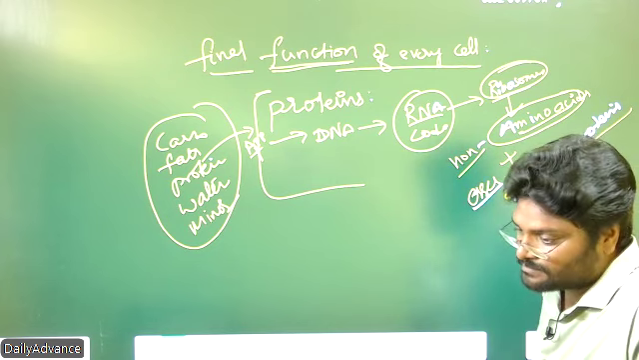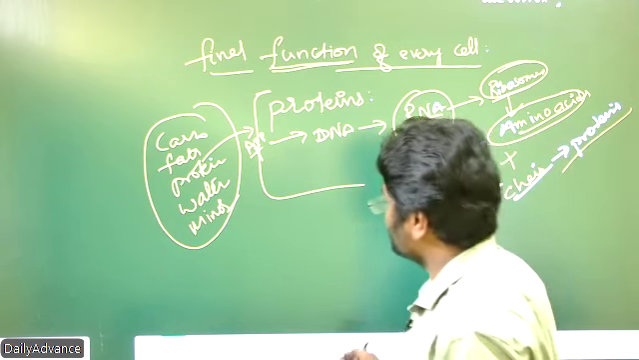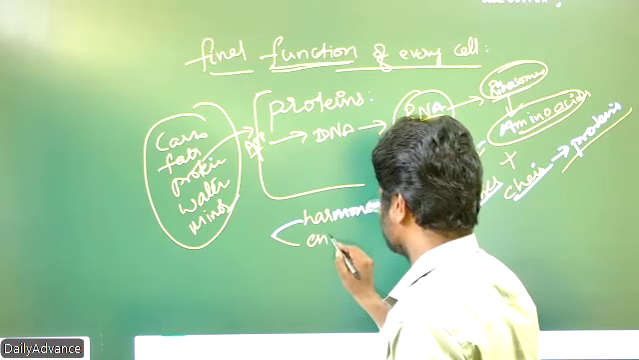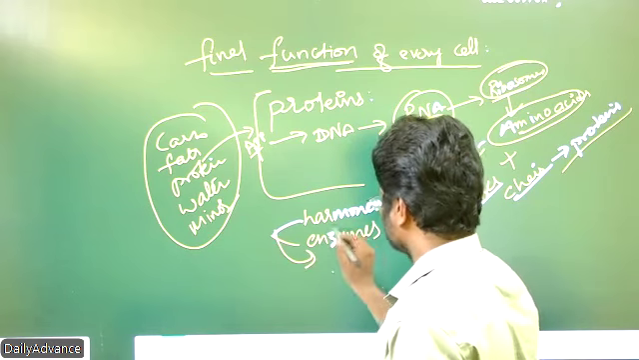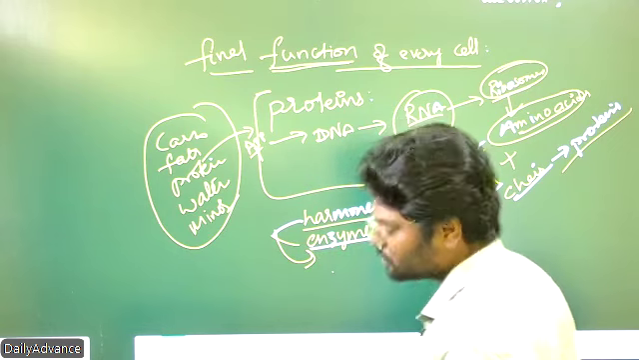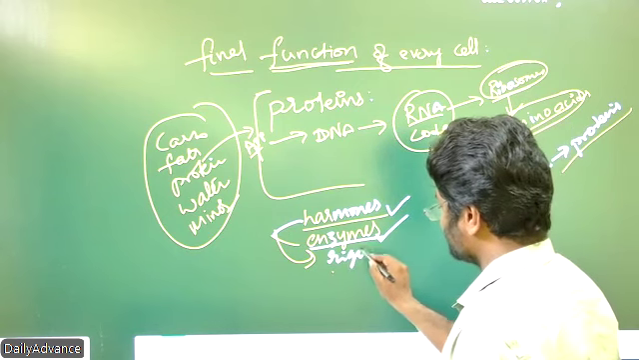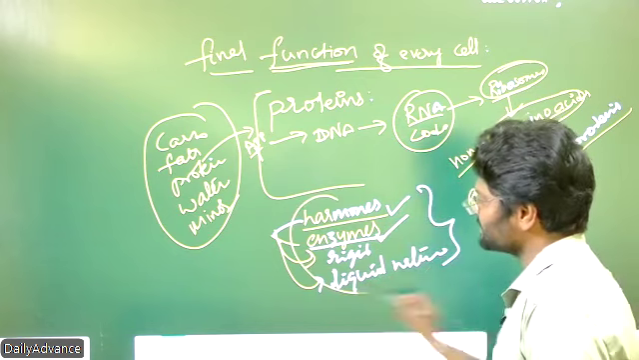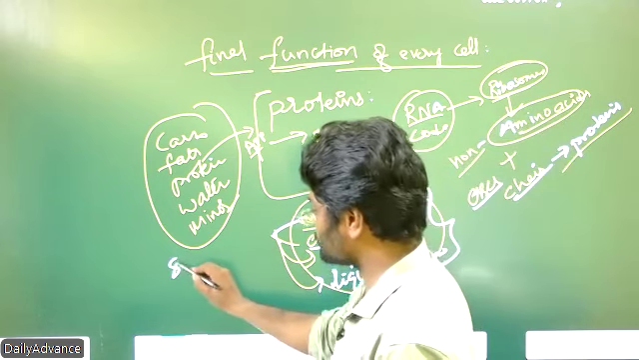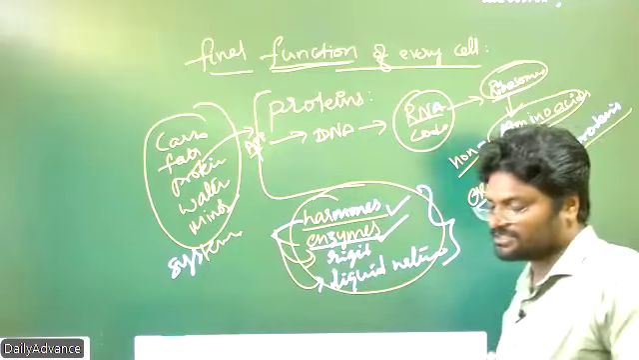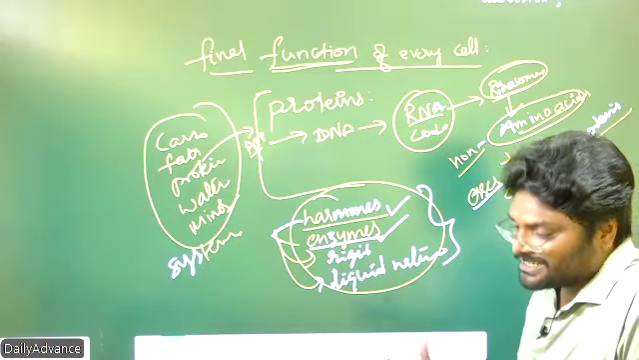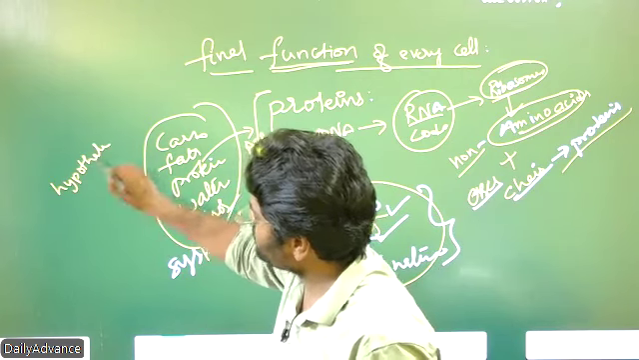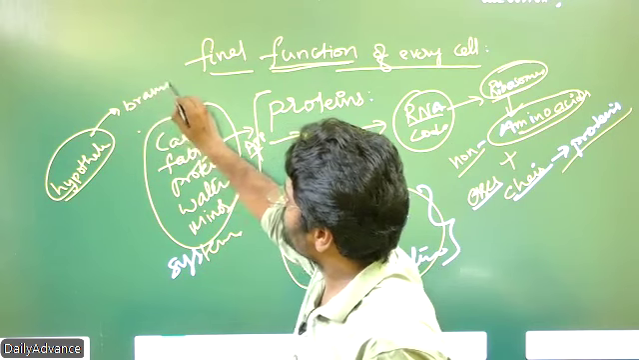Then what are all the proteins? Proteins are in the form of hormones and enzymes. Some are rigid, some are liquid in nature. These act as communicating units between the systems. The respiratory system, circulatory system, reproductive system, these are all various systems. In the reproductive system, for example, the hypothalamus is present in the brain.